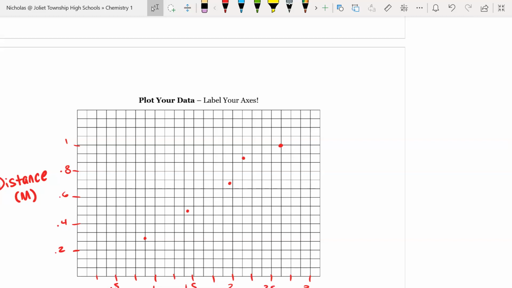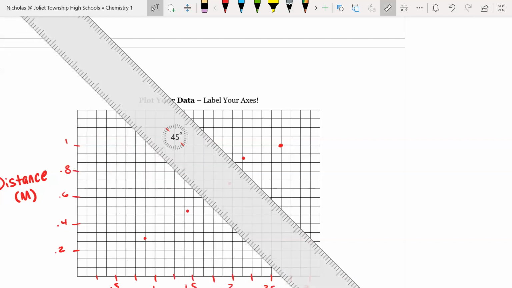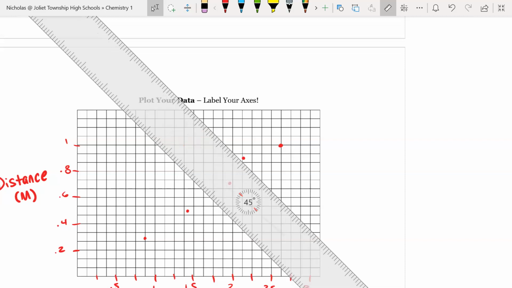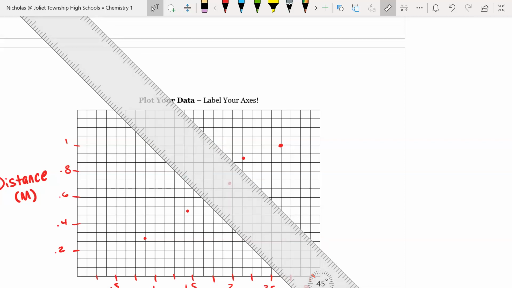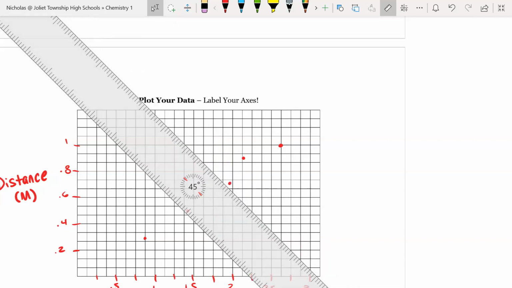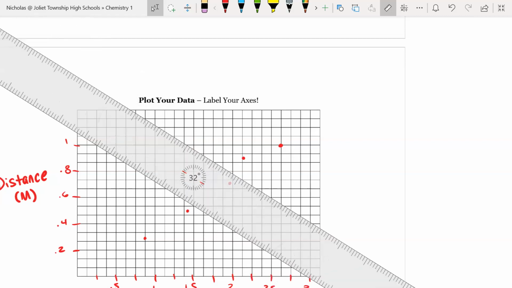Okay, now the next step is to take a ruler or a straight edge, and we are going to draw in a trend line. So I've got my ruler here. I'm going to pivot this around. Oh, this thing's really, let's try this. See if we can get this to rotate. Oh, gotta use 2 fingers.